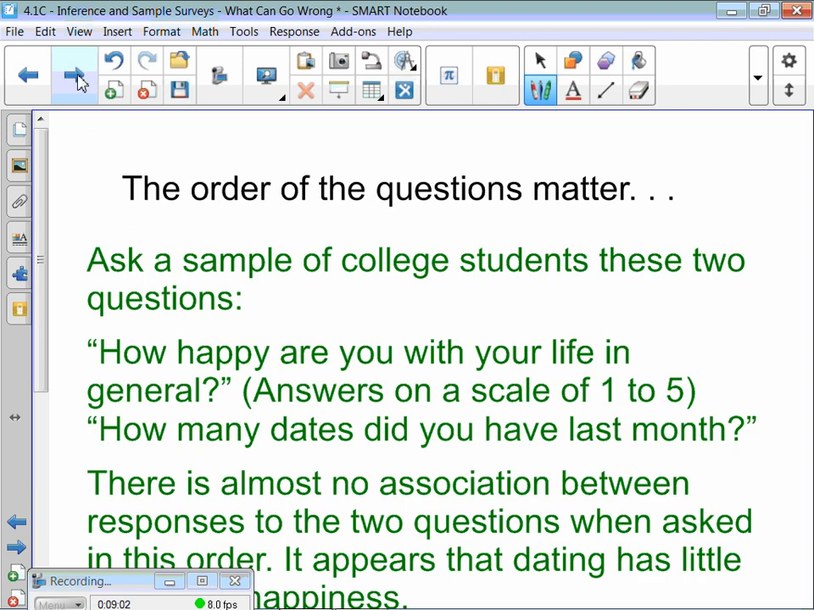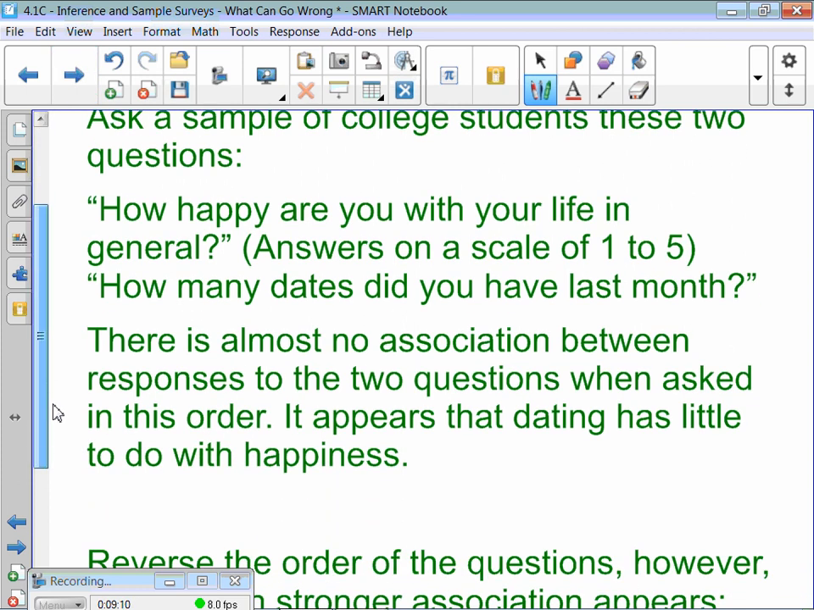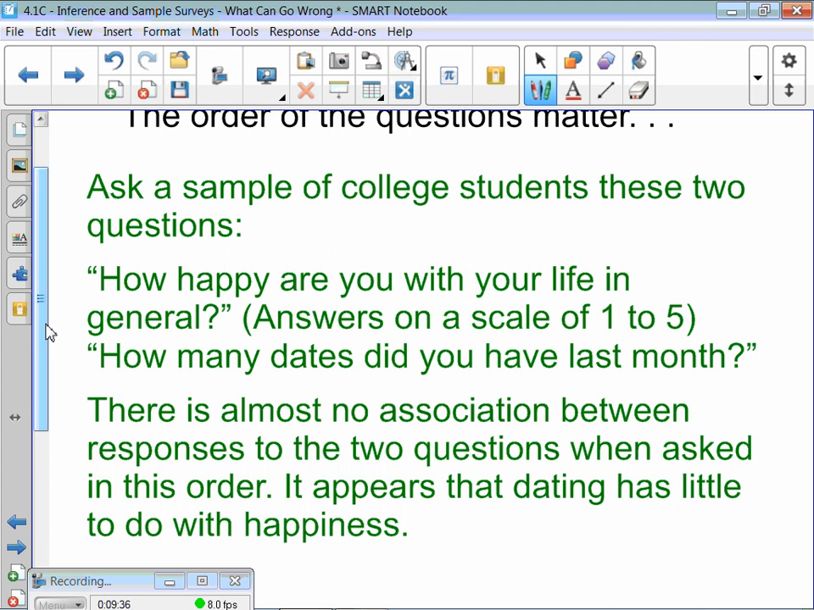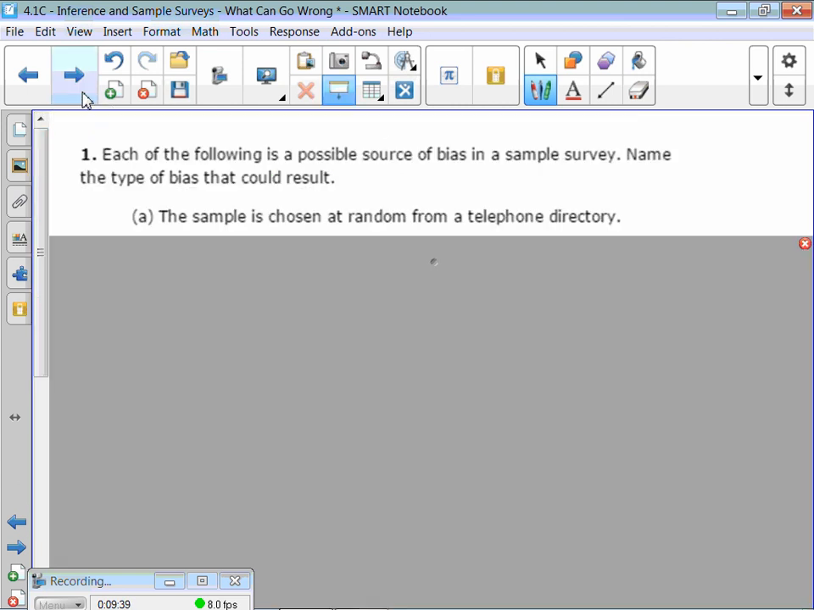Another thing that can influence it would be the order of the questions. Ask a sample of college students these 2 questions. How happy are you with your life in general? Answers on a scale of 1 to 5. And then the question, how many dates did you have last month? There's no association between these responses to the 2 questions, but when they switched the order, people answered less happy after they thought about how many dates they had last month. That's crazy. But anyways, the order of the questions matters when you're doing a sample survey.